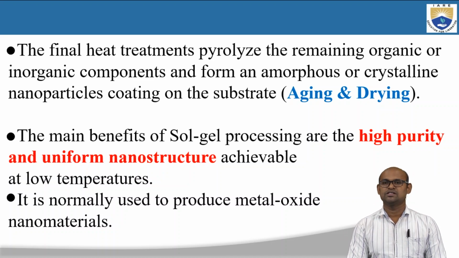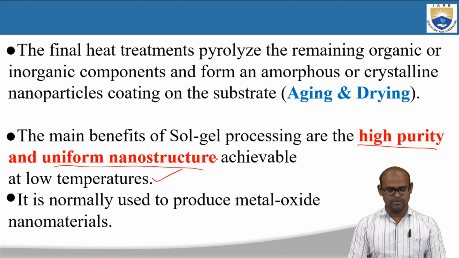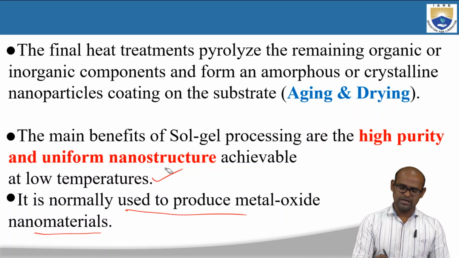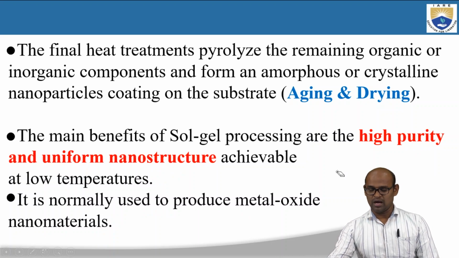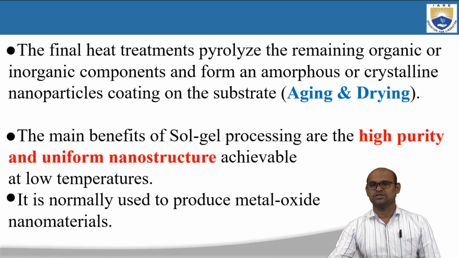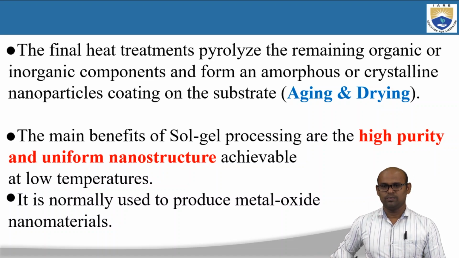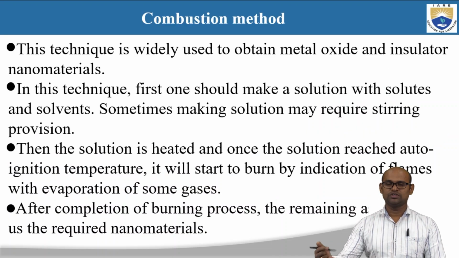The main benefits of sol-gel processing are that high purity and uniform nanostructures are achievable at low temperatures. It is normally used to produce metal oxide nanomaterials. So the main advantage of this sol-gel method is that you are going to get highly pure nanostructures, and you can produce different types of metal oxide nanomaterials using this sol-gel method.